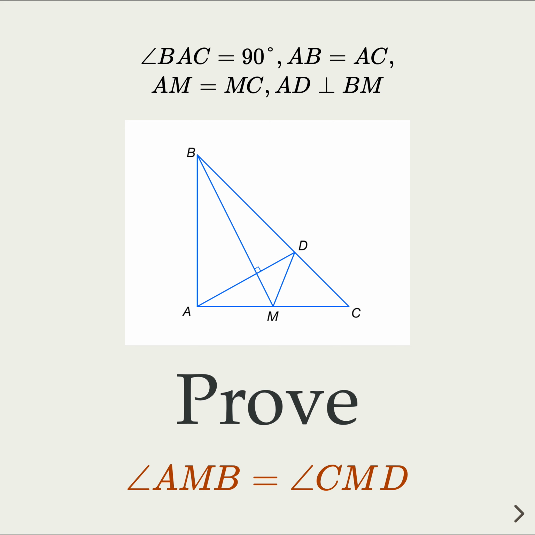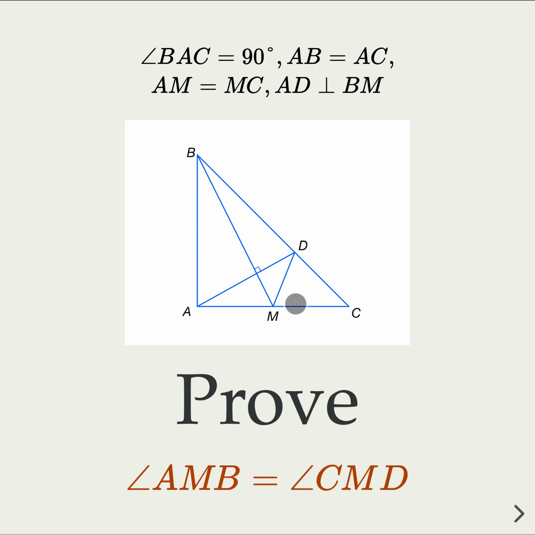In this geometry problem, we have an isosceles right triangle where AB equals AC, and M is the midpoint. We're going to make line AD perpendicular to BM, and we want to prove that angle AMB is congruent to angle CMD.